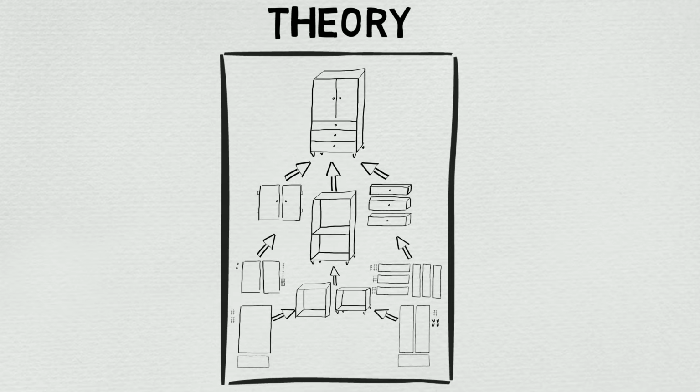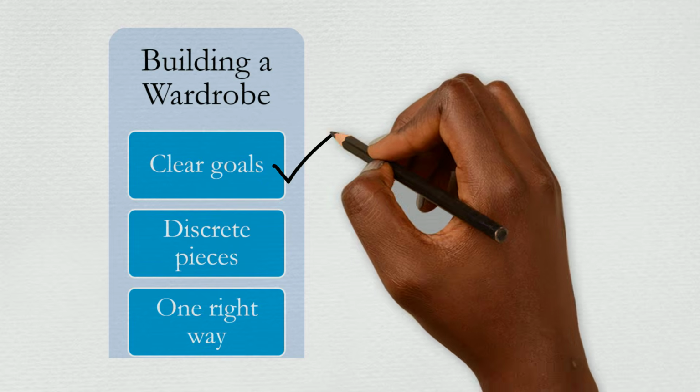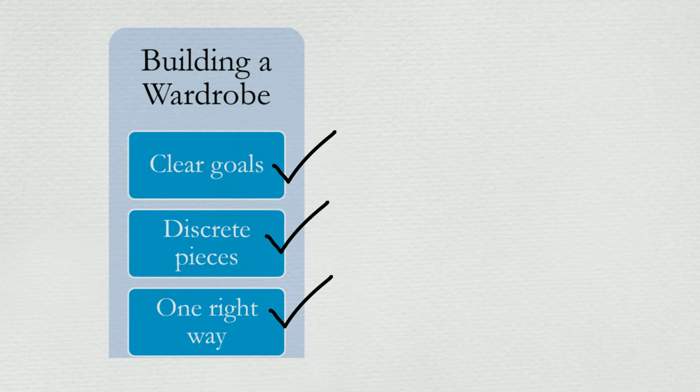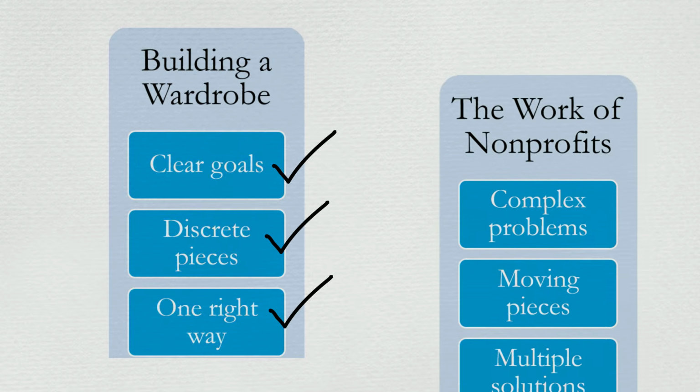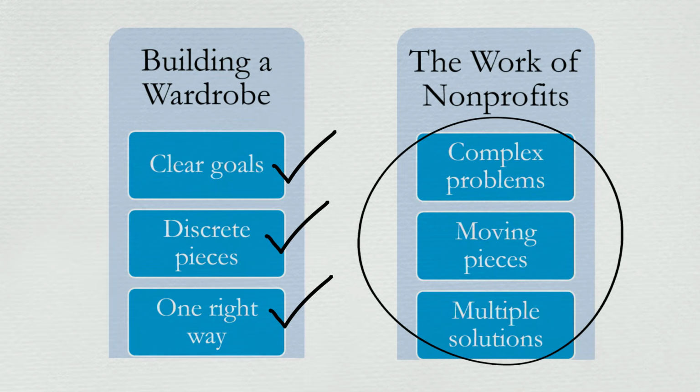Now you might be thinking, that's all well and good, but I'm working in a nonprofit, not building a wardrobe. Building a wardrobe is easy compared to the work of nonprofits. Building a wardrobe has a clear goal, discrete pieces, and one right way to put it together. It's easy to see when you didn't put it together right. Nonprofits, however, are continuously figuring out how to best address the most complex problems in our society. There is no one right answer, and it's hard to know if they are doing the best they can.